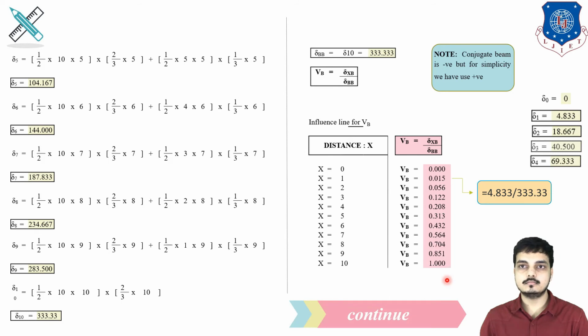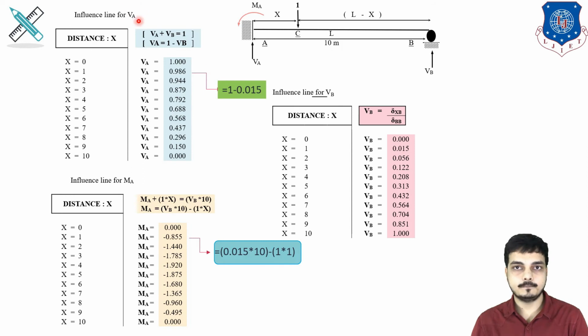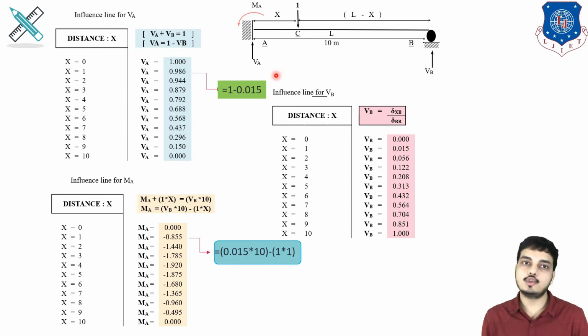Our next step is to find out VA. So for VA, we have to generate a relation with the help of the figure. How? Look, we know that upward force should be equal to downward load. Upward reaction should be equal to downward load. So the downward load is 1 and the upward reactions are VA and VB. So VA plus VB equals to 1. With the help of this equation, we can make VA the subject. VA equals to 1 minus VB. And what is my VB? Which we found out in the previous step.